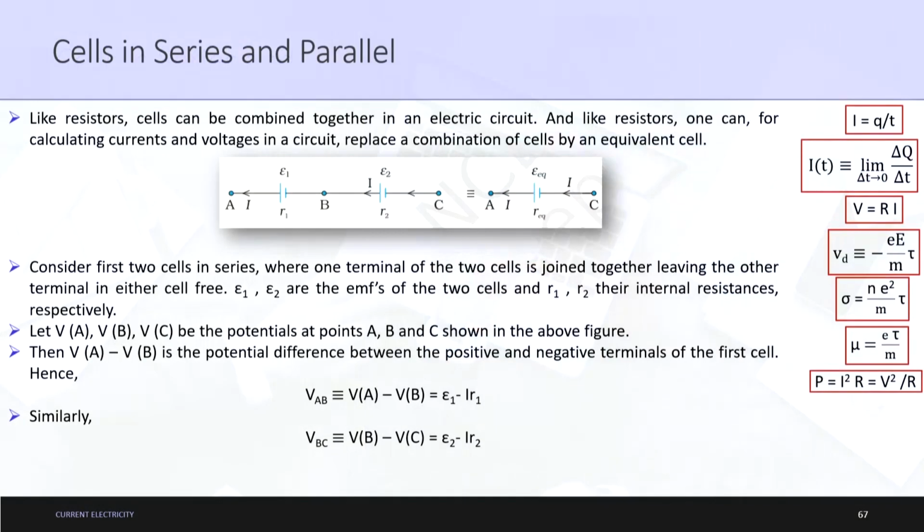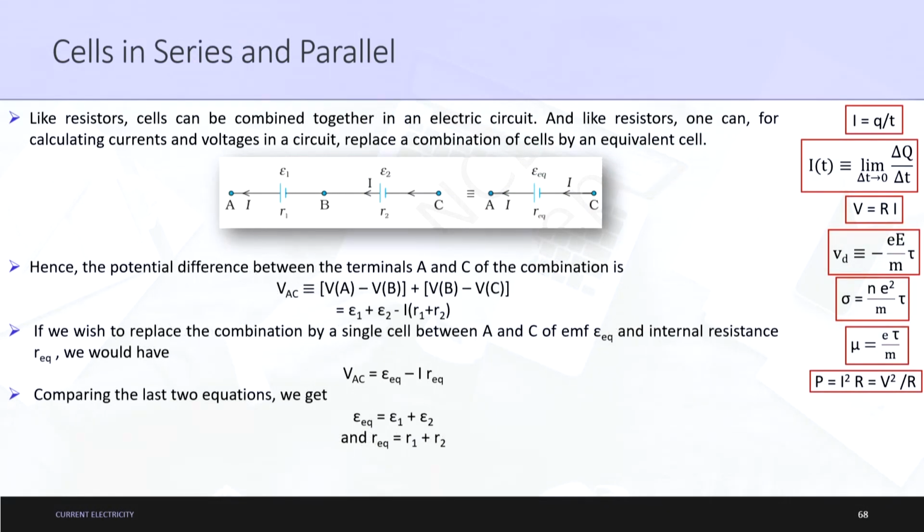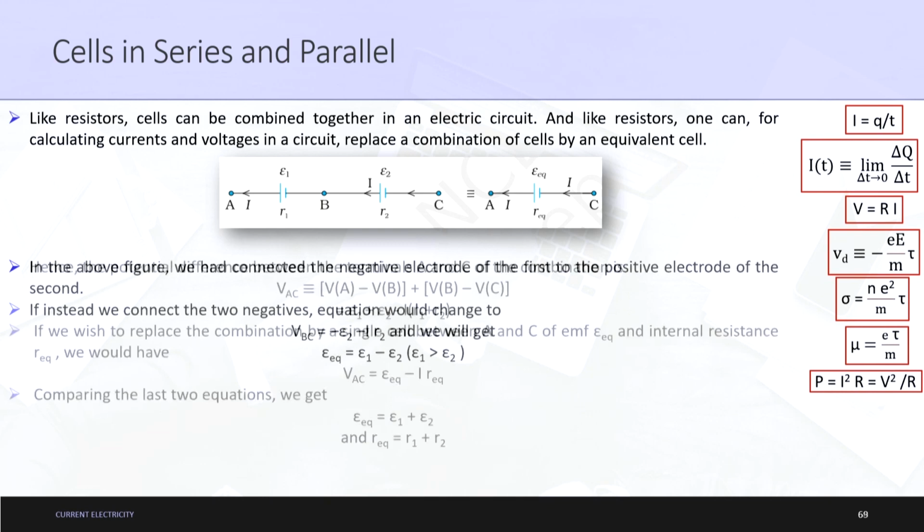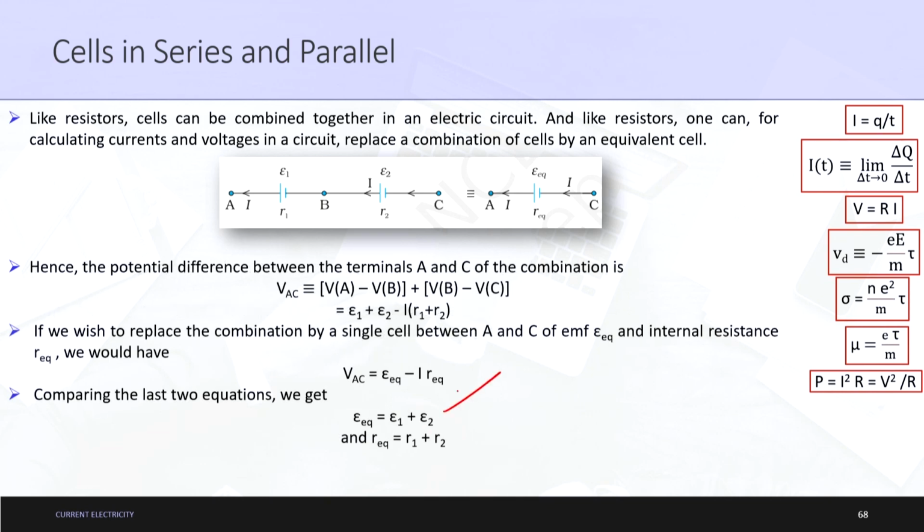Then we understood cells in series and parallel. For cells in series, we understood that epsilon equivalent is equal to epsilon 1 plus epsilon 2, and R equivalent is equal to R1 plus R2. What are R1 and R2 here? R1 and R2 are the internal resistances of the EMFs epsilon 1 and epsilon 2 respectively.